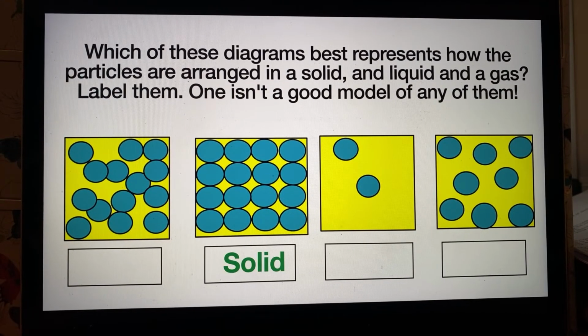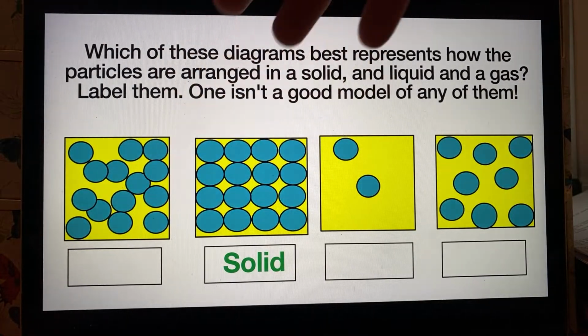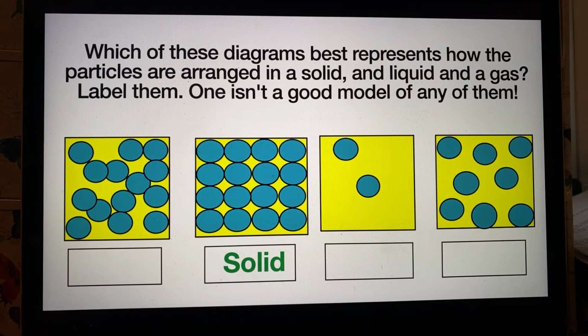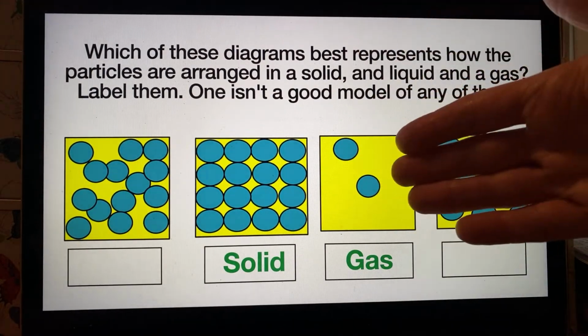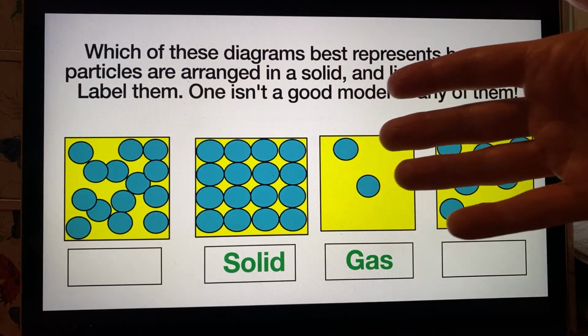So the solid is the one where the particles are really densely packed together. The particles in solids are very, very firmly bonded together. That's probably not a surprise because most solids are quite difficult to squish, aren't they? Because look, their particles are all crammed in together, all touching, bonded together. Gas, the particles are really far apart. They're not really experiencing each other at all. They've got loads of energy, they're just flying around.